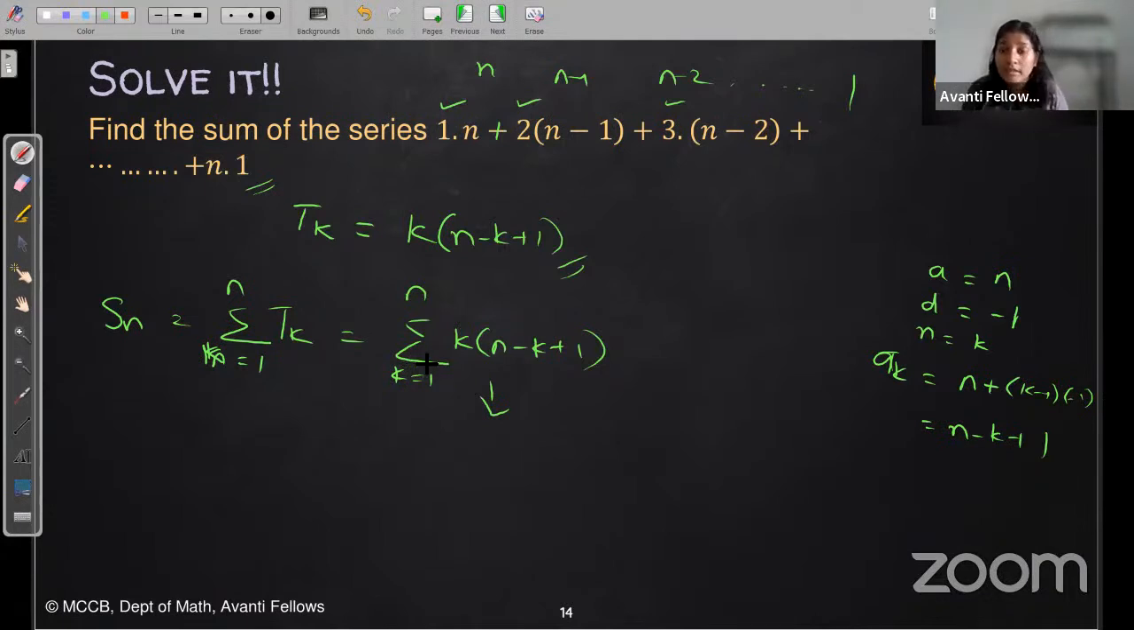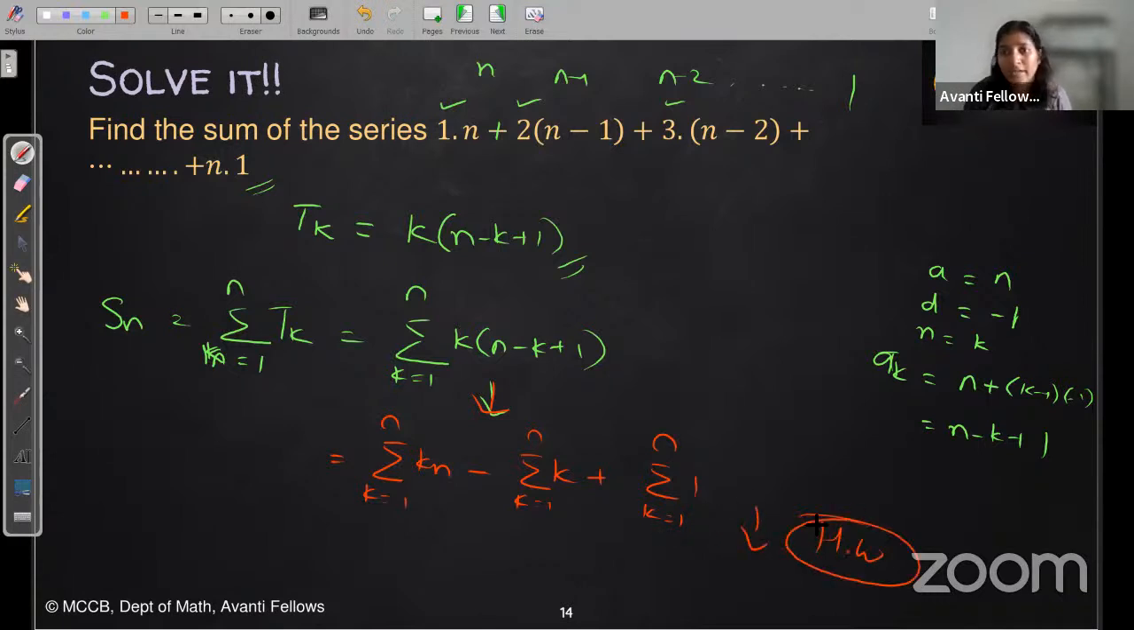So it will be a homework question for you. Just split the summation. You will get kn minus summation k equal to 1 to n of k^2 plus summation k equal to 1 to n of k. So just try to compute it. You will get the value of the sum of the series. The remaining part will be homework for you all. So try to do it.